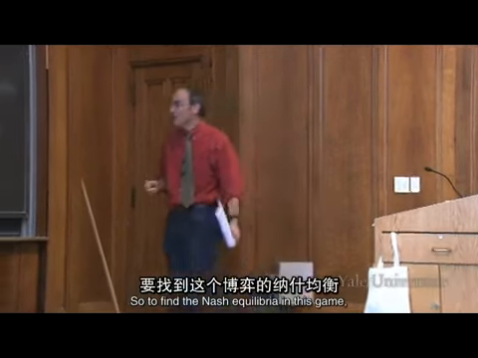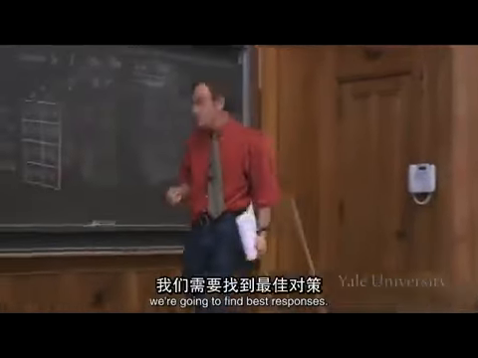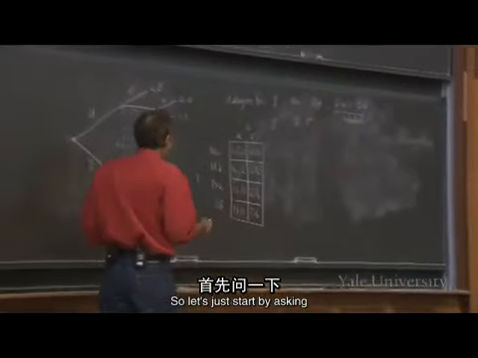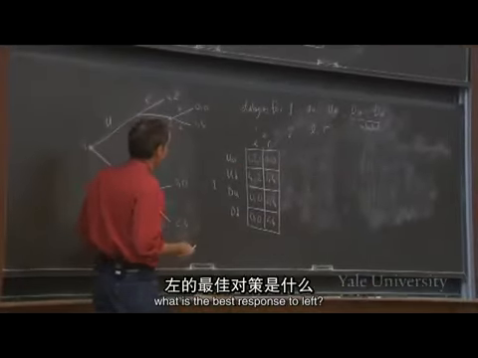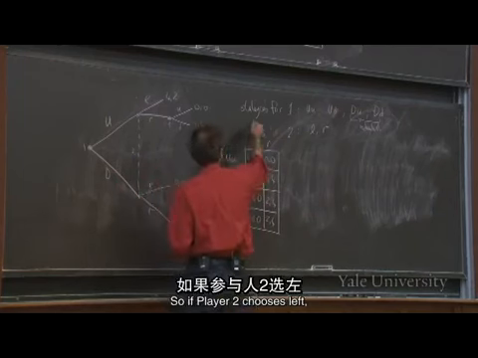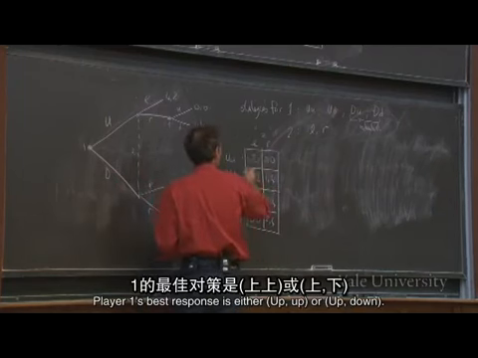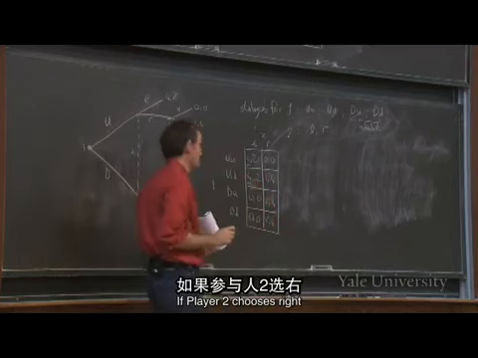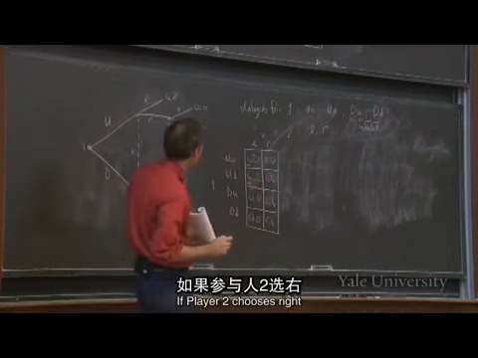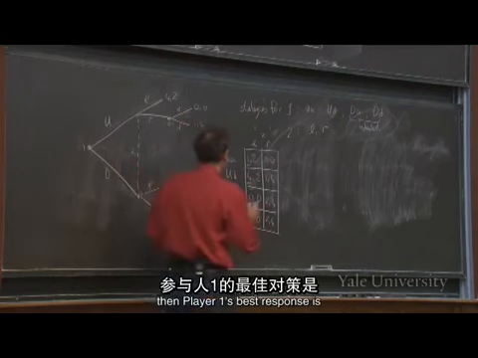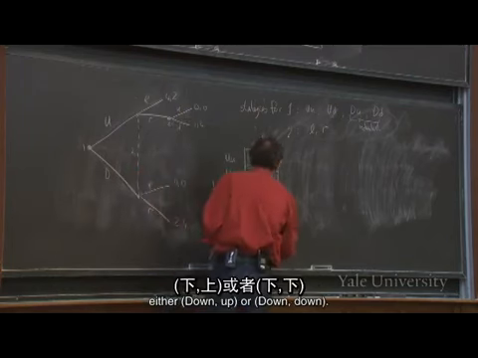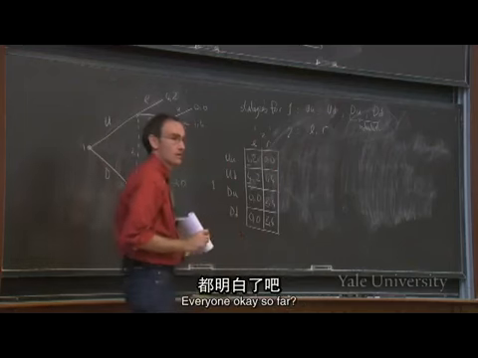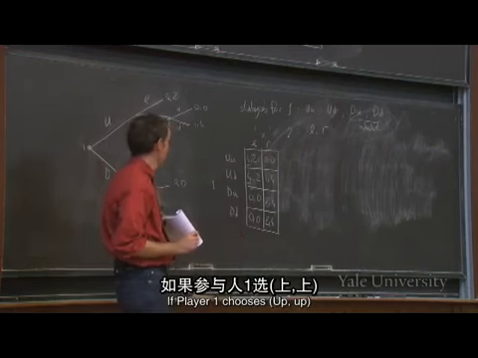All right, so to find the Nash equilibria in this game, we're going to find best responses. Let's start by asking, what is the best response to left? If player 2 chooses left, player 1's best response is either up, up, or up, down. If player 2 chooses right, then player 1's best response is either down, up, or down, down. We're okay so far?